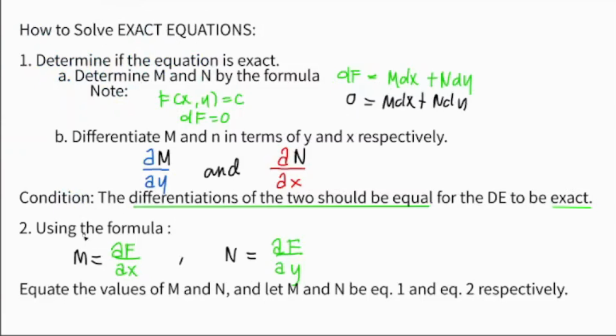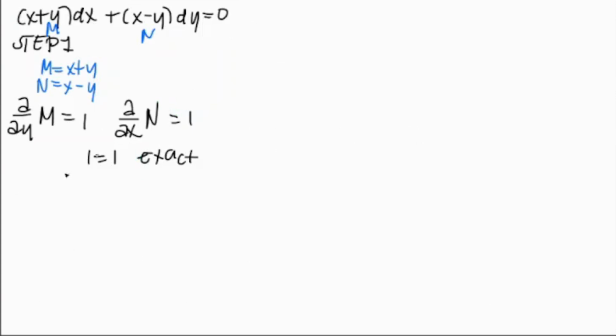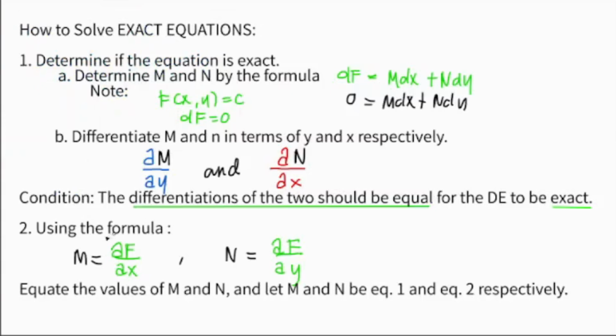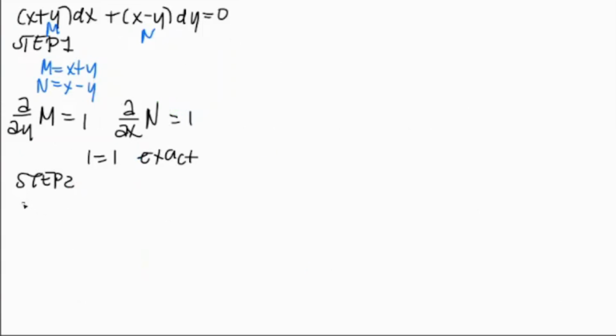Ngayon, step 2. Using the formula, m is equal to df over dx, n is equal to df over dy. So, equate natin, magiging df over dx is equal to m, di ba? So, ito yung m natin, x plus y. Sulat ko na x plus y. And df over dy is equal to n. So, n is x minus y. So, isulat ko na dito.